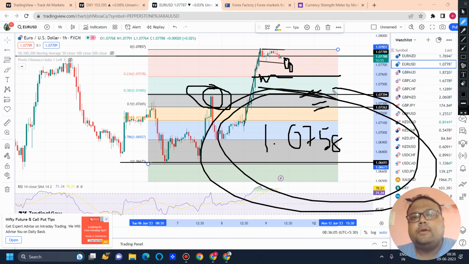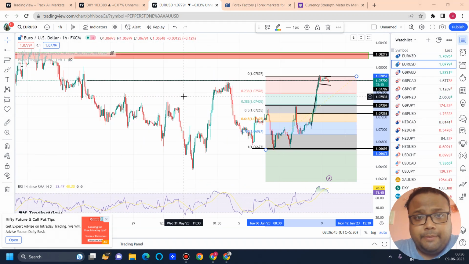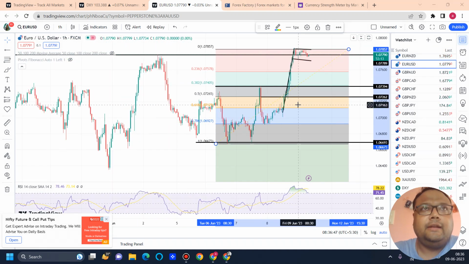So though we have 5 levels on Fibonacci, all the levels have different strengths. 0.236 is the weakest. So let me wrap it up again.